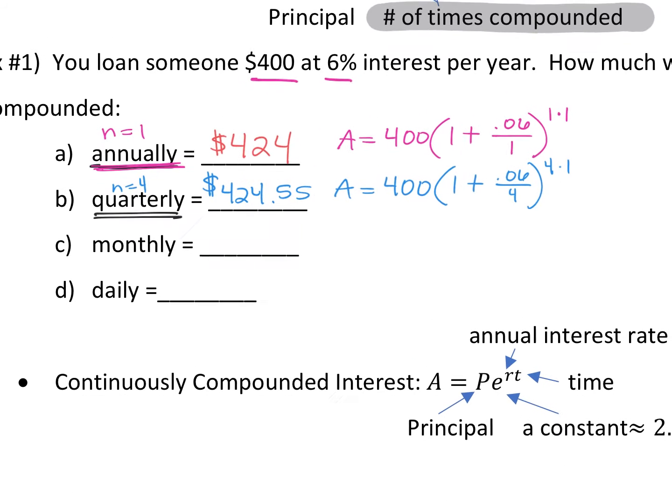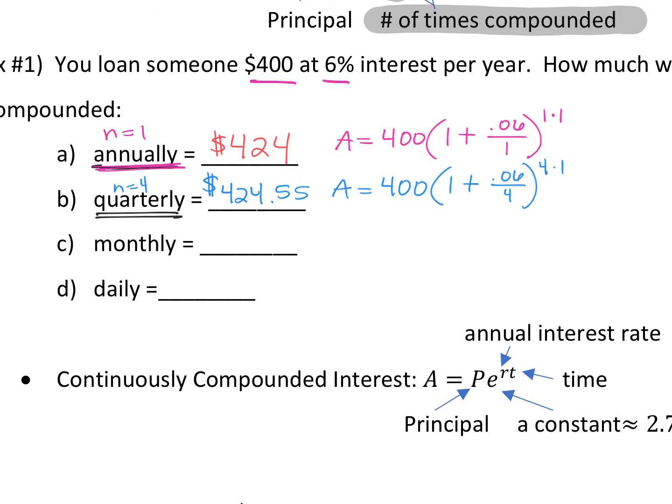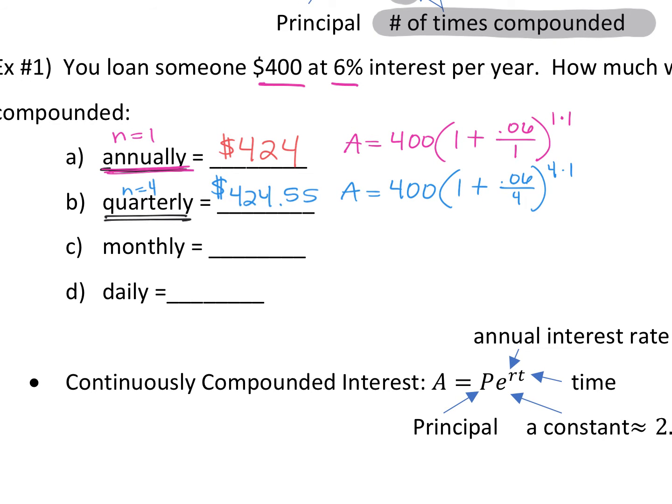Okay. Anyway. So for the monthly, we typed in a 12. It came out to $424.67. So daily, you're going to plug in 1,000 times 1 plus 0.06 over what? 365 to the 365 times 1. Plug that in. You will get $424.73.